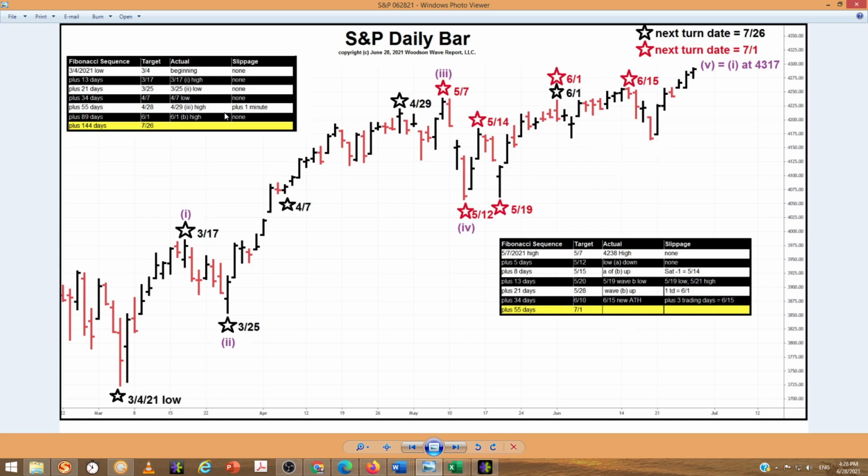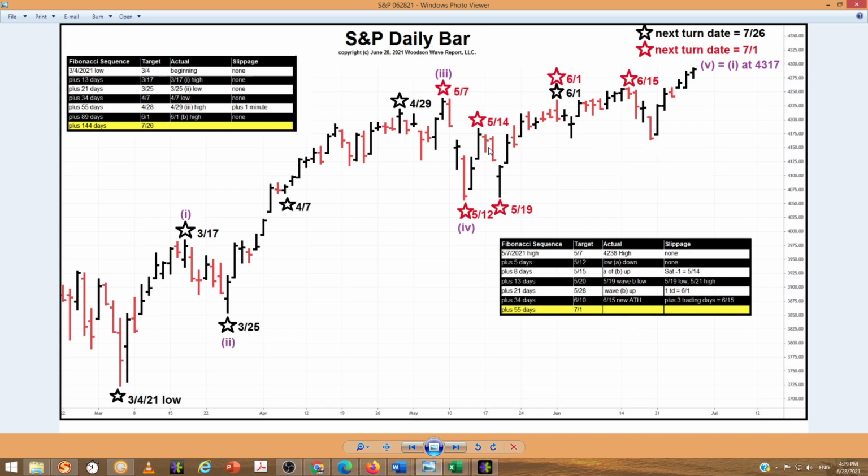And then the next one in the sequence was 4.29. That was the opening tick on 4.29. The turn date was 4.28, so it missed it by a whole minute or a tick. And the next one in the sequence was 6.1. That's the black one over here, and it caught that. The next turn date in this sequence from the March 4 low is July 26. I have it up there. Those are the turn dates that have been working from the March 4 low.